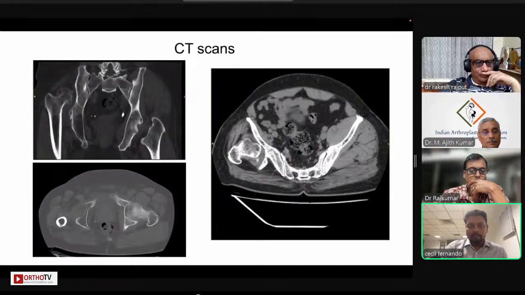Proceeding further, CT scans were done. The coronal image showing high dislocation on the right side, and the axial cuts showing the acetabulum in comparison to the opposite normal side. The true acetabulum on the right side in comparison to the left side.